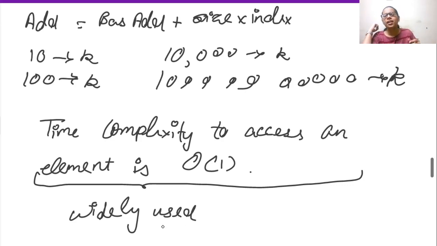At that time, searching an element by an index is very easy. So arrays are used for this particular reason. The arrays that are already there in our programming language are used.